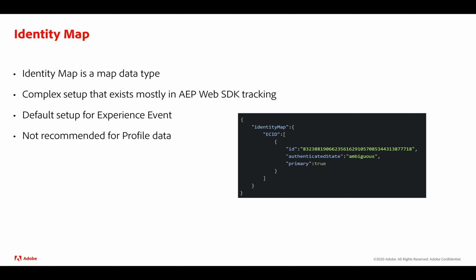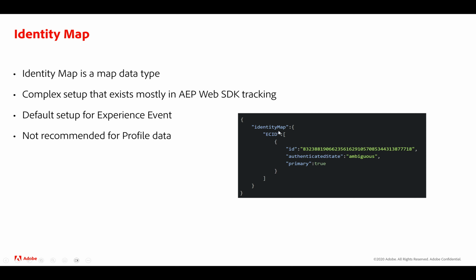I want to do a quick view on identity map, because identity map may be misrepresented or misunderstood when you actually send the data. Identity map is a map data type, as its name says, and it's a complex setup. It exists mostly in the AEP Web SDK, where tracking is done mostly manually for the ECID, and it looks like this.